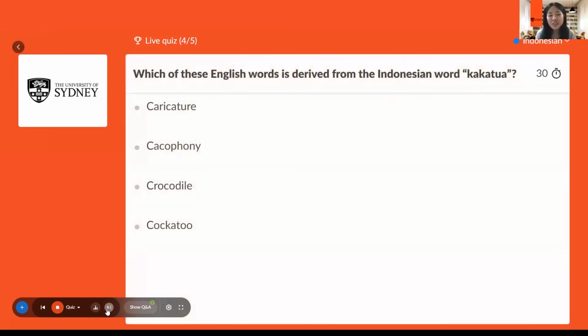Which of these English words is derived from the Indonesian word kakatua? Is it A, caricature, B, cacophony, C, crocodile, or D, cockatoo?